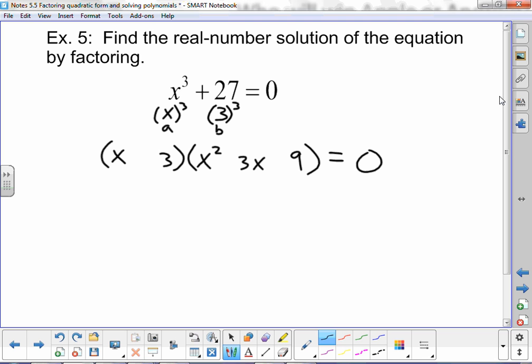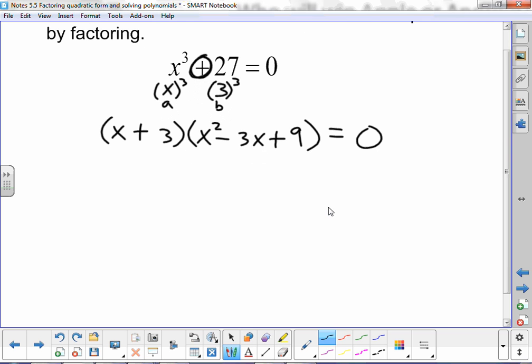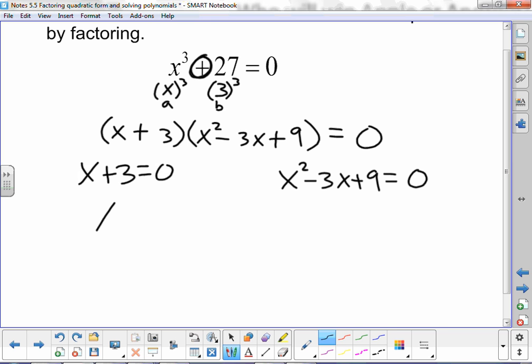To figure out the signs, use your SOAP. Soap it up. So same, opposite, always positive. Same sign as this. Opposite sign of this, and then this one's always positive. All right, now we can split this into two. It's a quadratic now. Anytime we get it down to quadratic, go ahead and feel free to use the zero product property. So this is going to be an x plus 3 equals 0, and an x squared minus 3x plus 9 equals 0. So x equals -3.